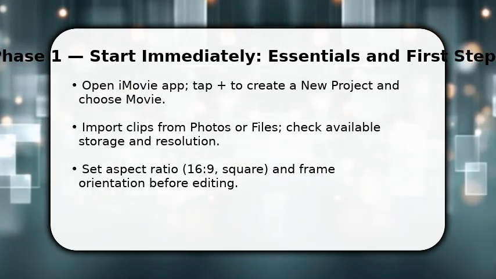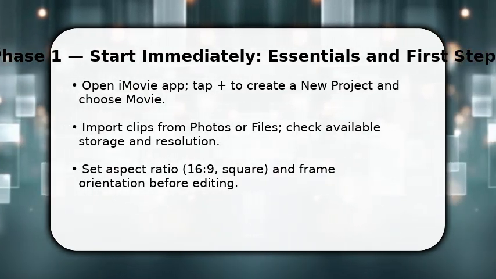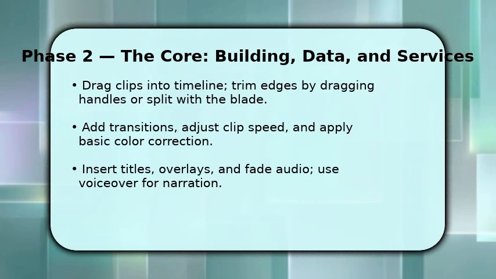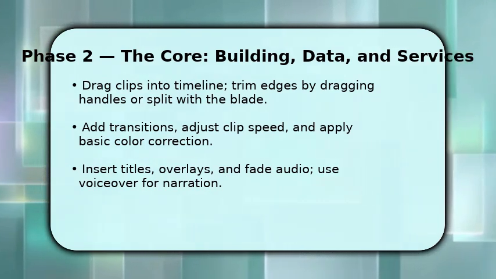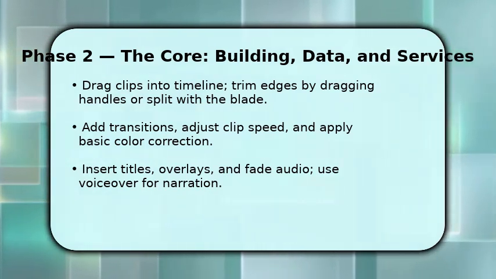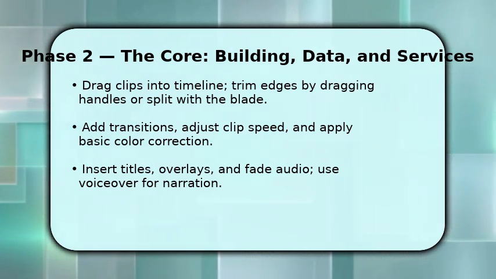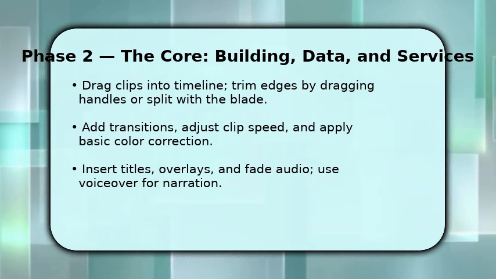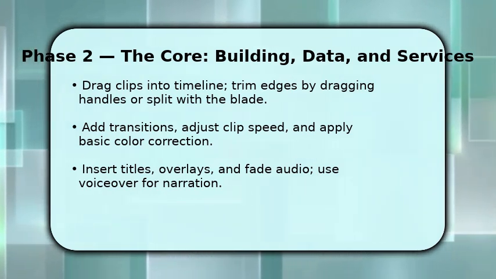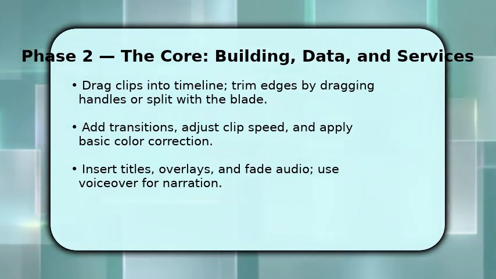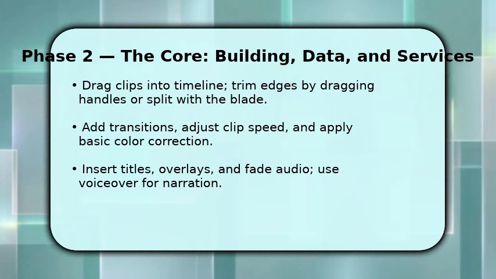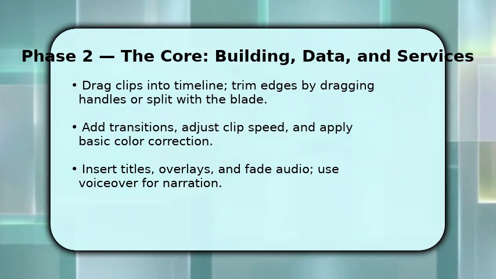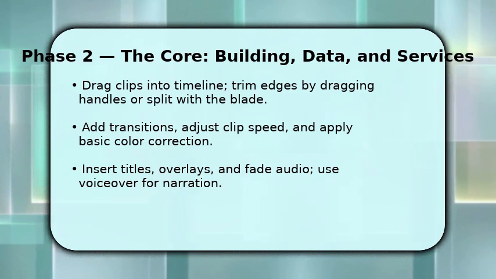You now shape the story by trimming and arranging clips on the timeline. Drag to reorder, pinch to zoom the timeline, and use the blade to split where pacing changes. Once done, add transitions between clips and adjust clip speed for emphasis or slow motion. Color correction fixes exposure and makes scenes match. Make sure to add titles and overlays where needed, and balance audio, background music lower than voice. If you need narration, record a voiceover.